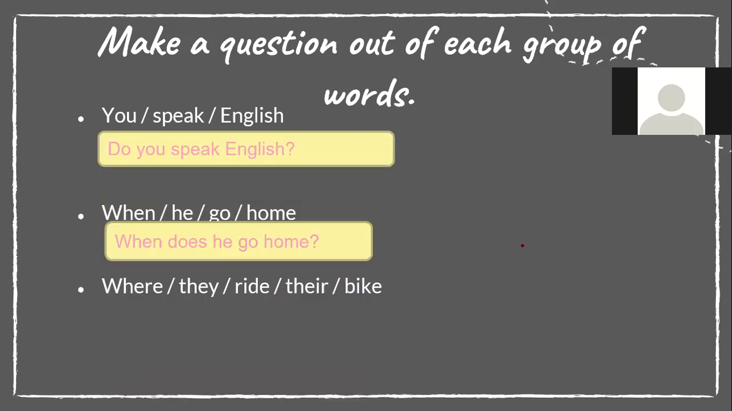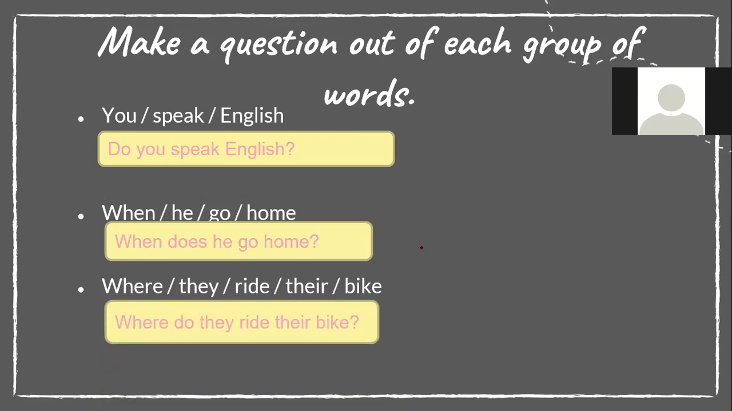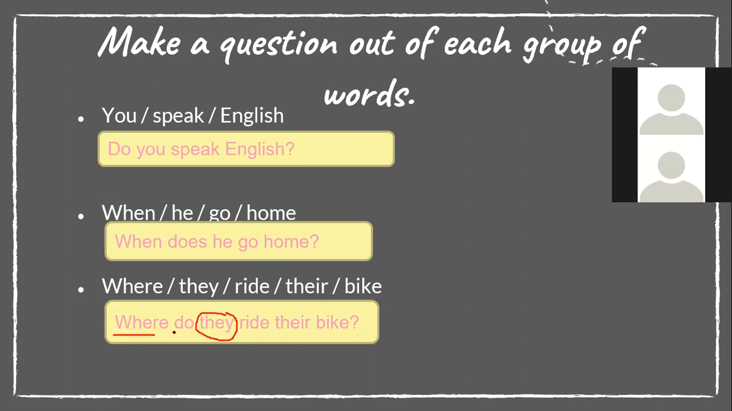Now, okay, the last one, where they ride their bike. Where do they ride their bike? Okay, because we have to start with the WH word, where. Then we have to write do. Yes, they is the subject, it's plural, so it must take do. Where do they, then the verb ride, then the rest of the sentence, their bike, with a question mark at the end.